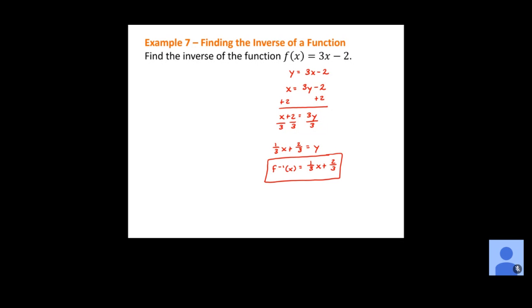So again, the general steps here, if you have an f of x, go ahead and change it to a y. We're going to switch our x and y values, solve that equation for y, get y by itself, and then just make sure, since we found an inverse now, we want to label it as an inverse function. So we're going to write f inverse of x equals whatever that function is now.